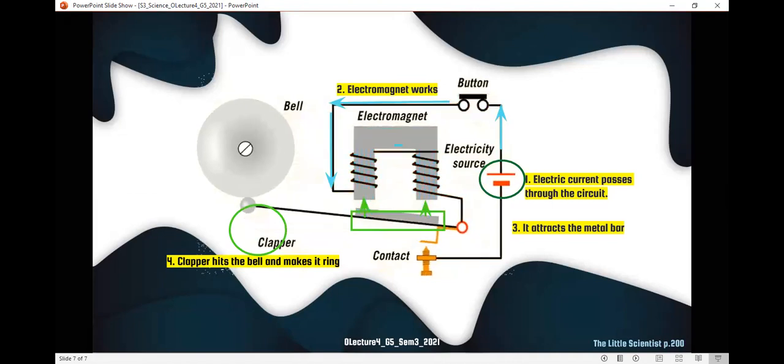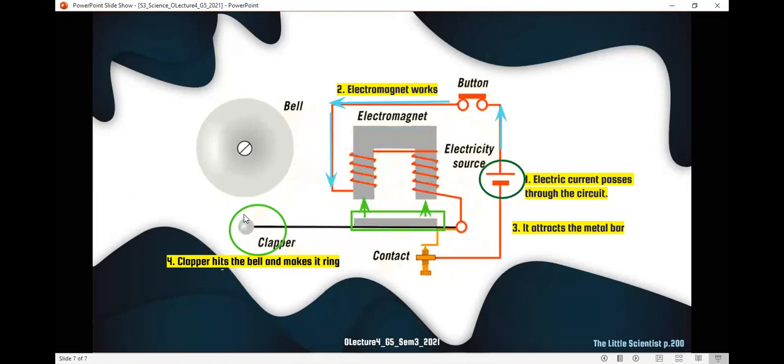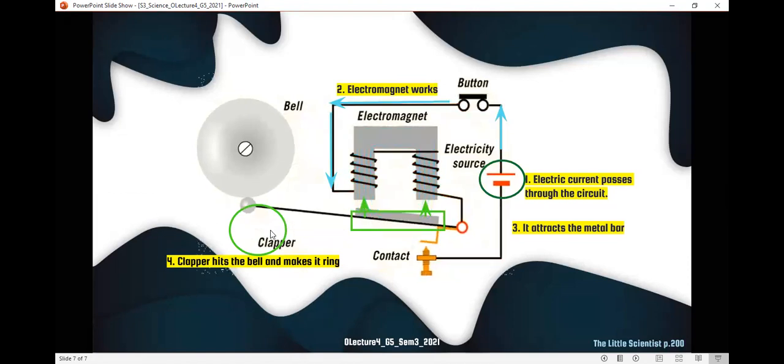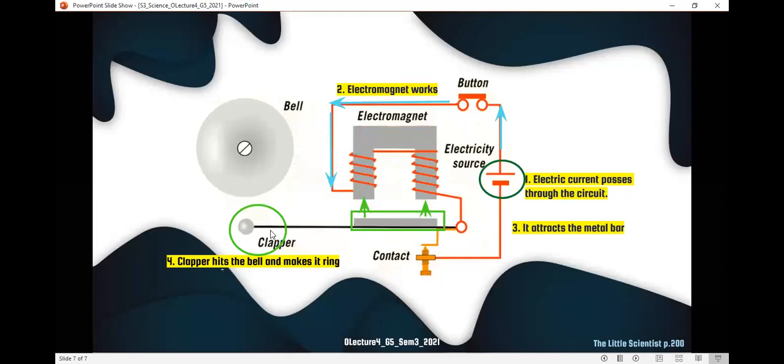You will need an electric current flowing through a circuit. When the electromagnet works, it attracts metal to it. I have a clapper right here. When the metallic bar is attracted to the electromagnet, the clapper will hit the bell.